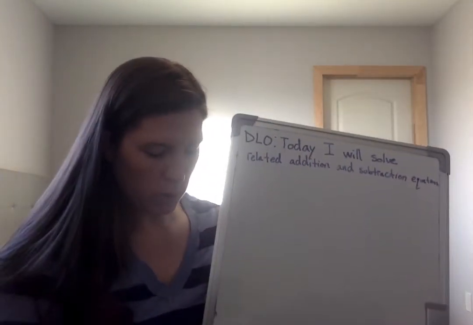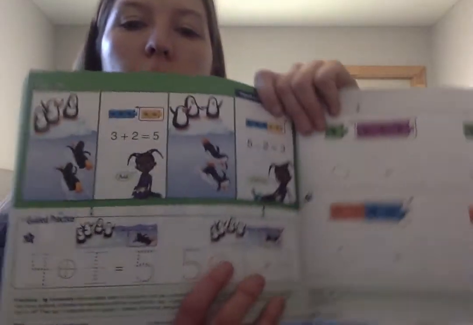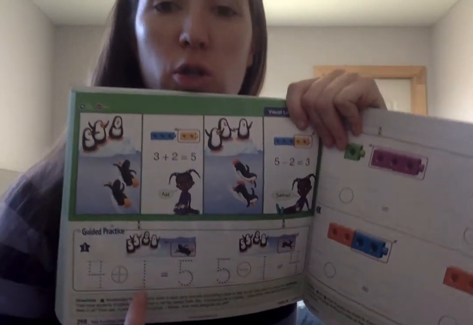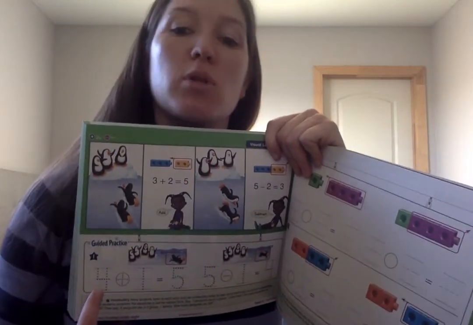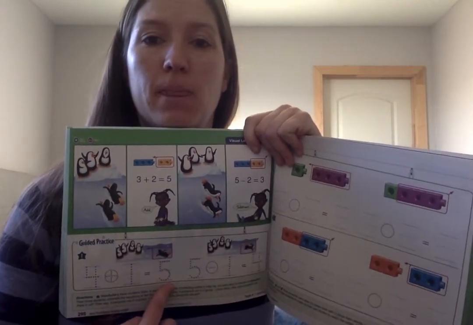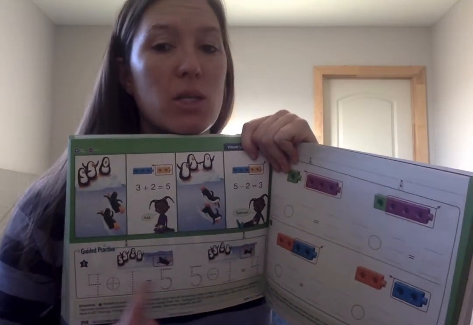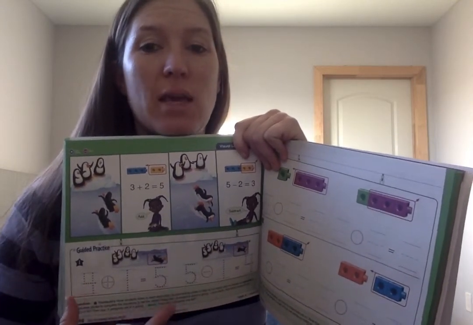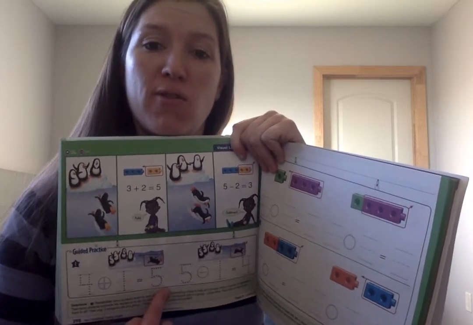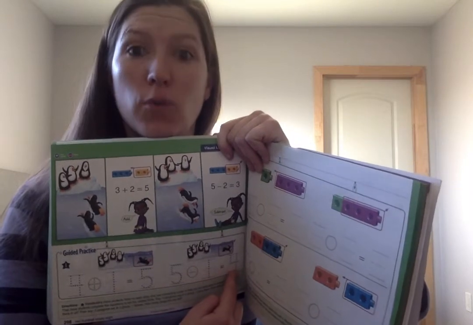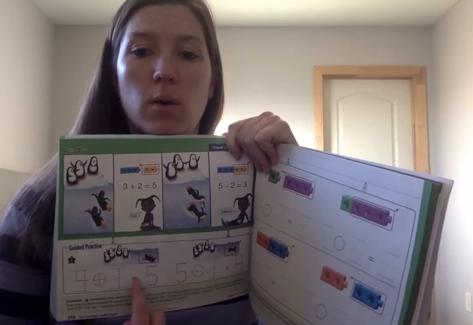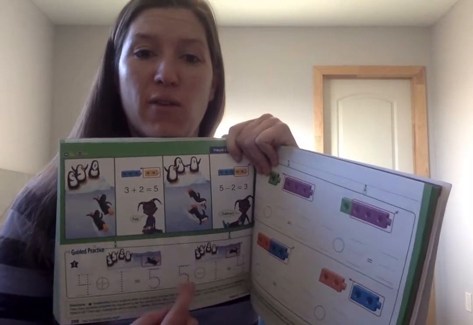So in your book, you will have 2 questions to solve per number. So here you've got number 1. There are 2 equations you need to use. They are related because I see the numbers 4, 1, 5. Even though this is addition, this is subtraction, we're using the same numbers. So we have 4, 1, and 5. The related equation would be 5, 1, and 4.